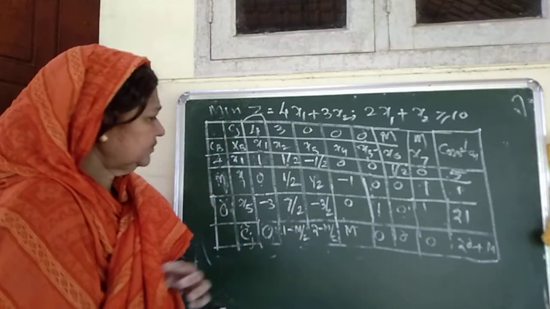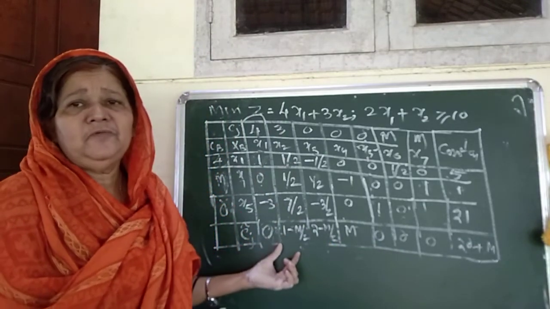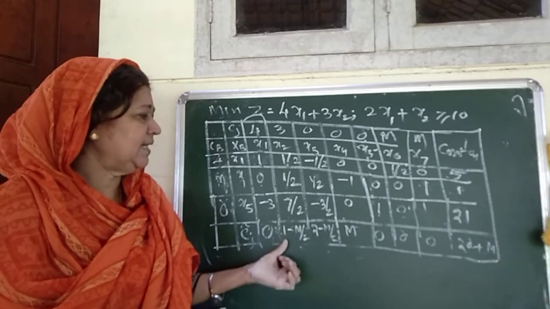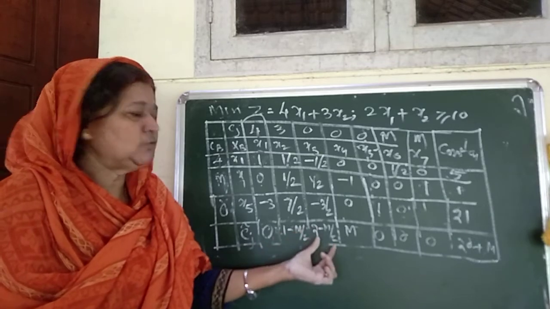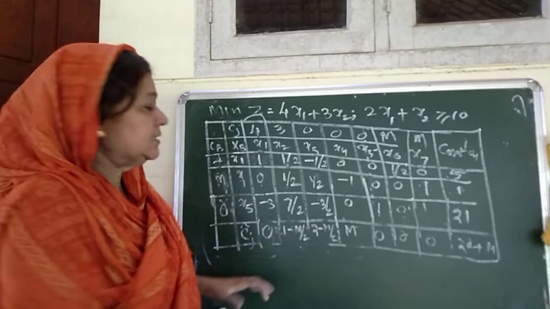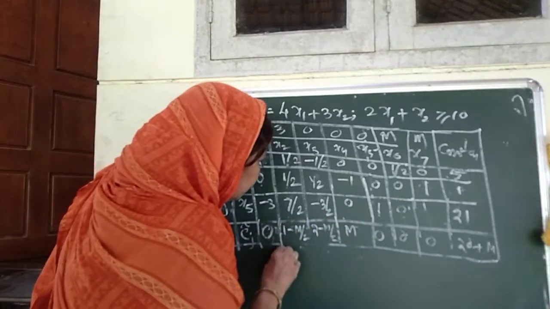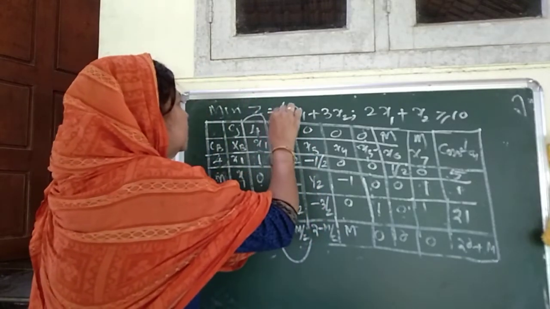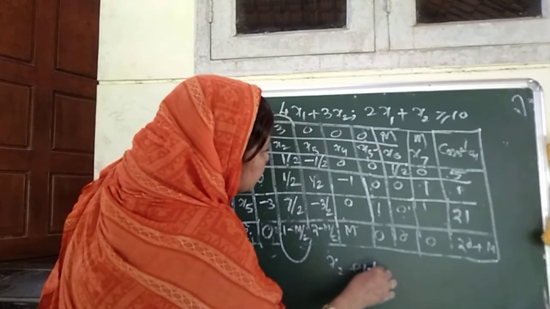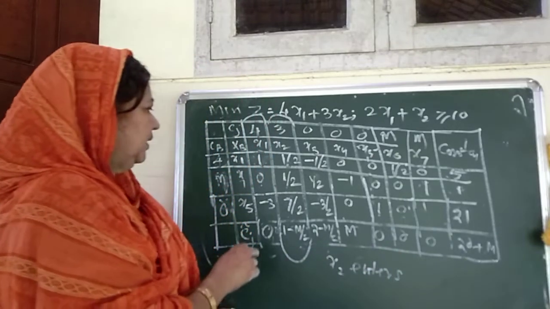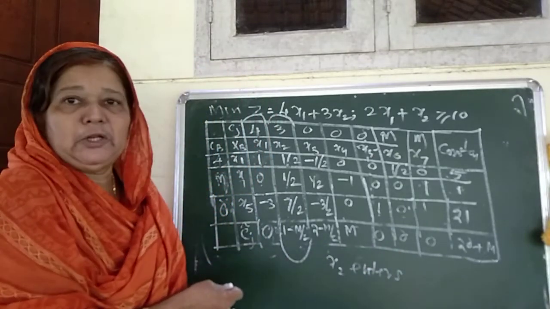But here also we have two negative values, 1 minus m by 2 and 2 minus m by 2. Comparing 1 minus m by 2 and 2 minus m by 2, the least is 1 minus m by 2. So we take this as the vector to be entered into the basis. So x2 enters into the basis and we have to find which vector to be removed.